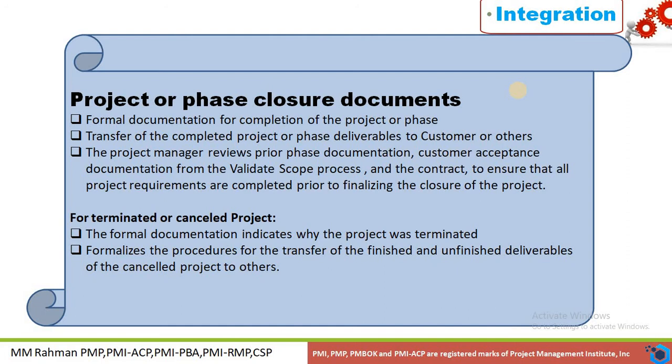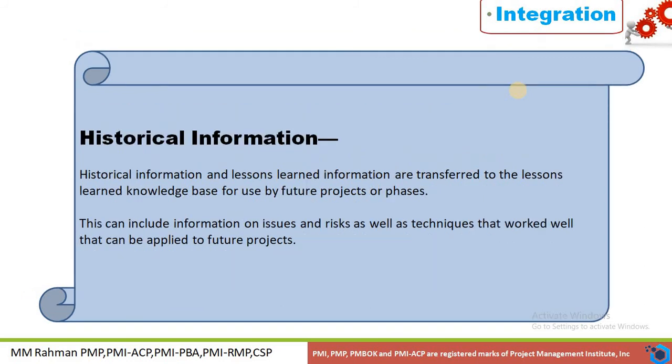If the project is terminated or cancelled, the formal documentation indicates why the project was terminated. So we have to capture the why. What was the reason behind the project being terminated? What are the root causes for terminating or failing the project? So formalize the procedure for transfer of the finished and unfinished deliverables of the cancelled project to others. That should also be a formalized activity, to transfer the unfinished deliverables of the cancelled project to the customer or the stakeholders.